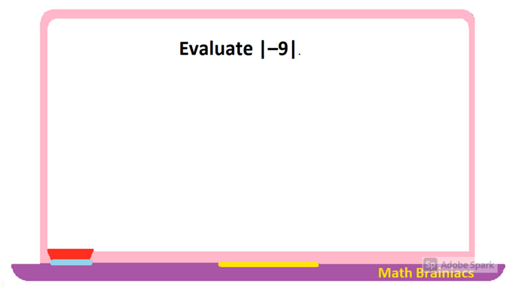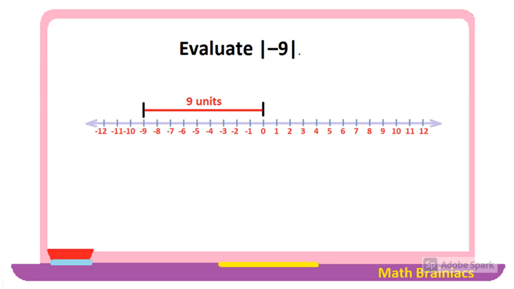Let us work on this example so that you will be guided. Evaluate the absolute value of -9. From 0, going to the left, which is -9, there is a distance of 9 units. So, going to the right, there is a distance of 9 units also. Therefore, the absolute value of -9 is 9.